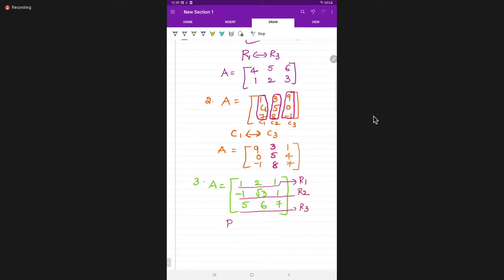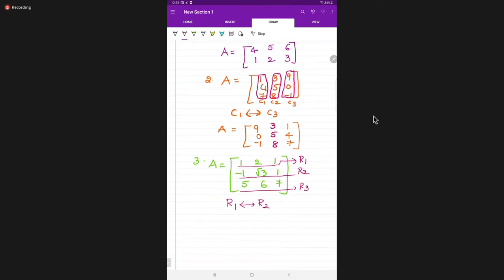Now I'm taking R1 interchange R2. You can take anything, R1 interchange R3; that depends on the problem. Now tell me the answer. R1 interchange R2: in place of the first row elements, write the second row elements. Now tell me the answer.